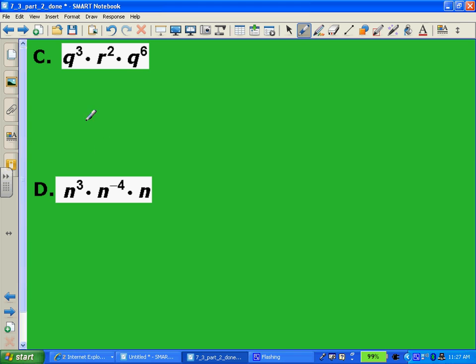Just a couple more here with variables so we can get used to it. Again, I have a couple different bases here, so I'm going to group them. Q to the 3rd times Q to the 6th, and then I have R squared out here. So Q, that's the same base, so that's Q to the 3 plus 6, and then R doesn't have any buddies, so it's just going to stay out there. Well, Q to the 3 plus 6 is Q to the 9th, and then R squared. So that would be my answer there, Q to the 9th times R squared.